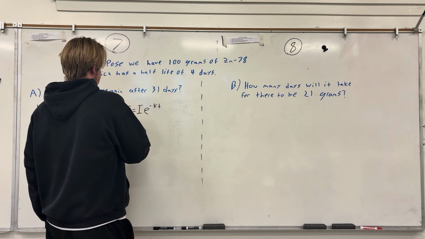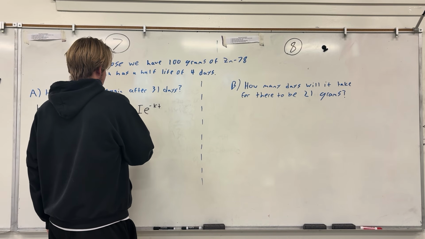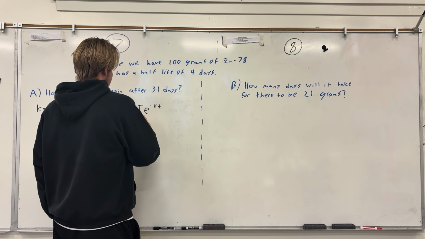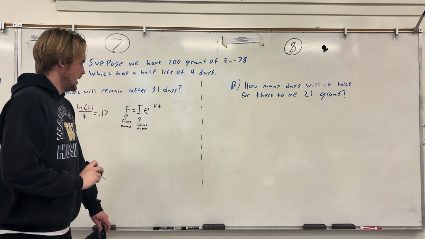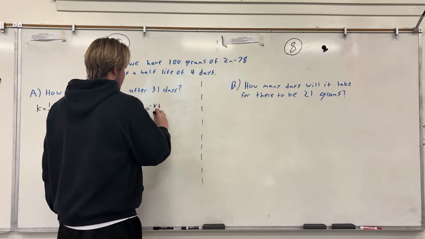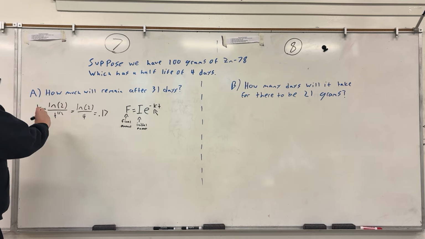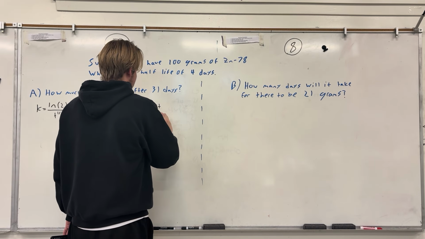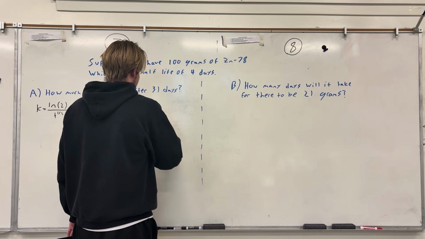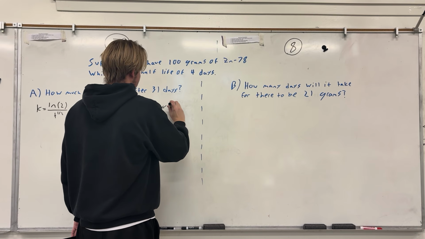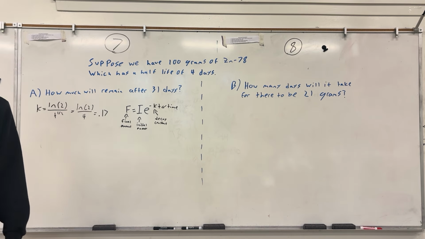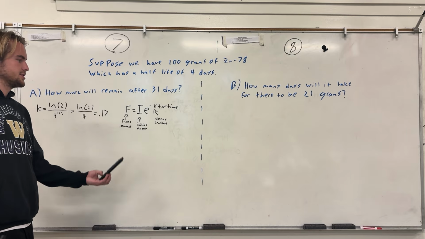I said F. This is talking about the final amount. I is talking about the initial. And then the negative is always there. K is just the K constant that we found. And then T, as always, is just time. Like I said, if you guys want to use different letters, feel free to do that. You don't need to use the same letters I use.